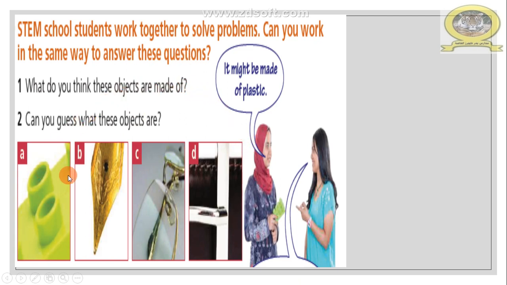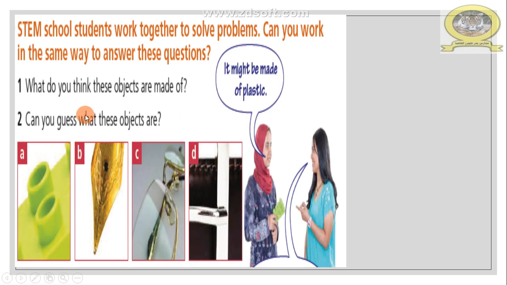I have 4 pictures, and each picture represents something. Picture A, picture B, picture C, and picture D. What do you think these objects are made of? Picture A. It might be made of plastic, I'm not sure, but I think it's a toy. Picture B. I can't recognize this item, but I think it might be made of iron or something like that.